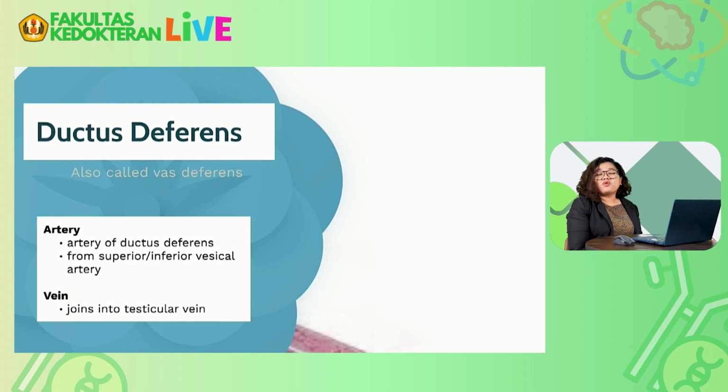Ductus deferens or vas deferens, they are basically the same. It begins in the tail of the epididymis, ascends posterior to the testis, medial to the epididymis, and then runs inside the spermatic cord. After that, it goes through the inguinal canal and enters the pelvic cavity. It ends by joining the seminal gland ducts in the posterior part of the vesica urinaria. Here, in the most distal part, it enlarges to form the ampulla of the ductus deferens.